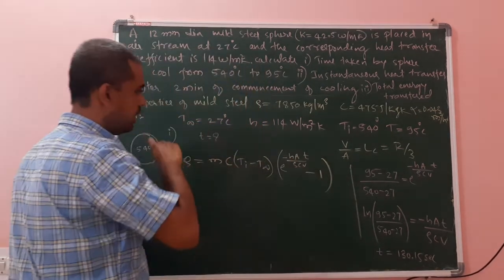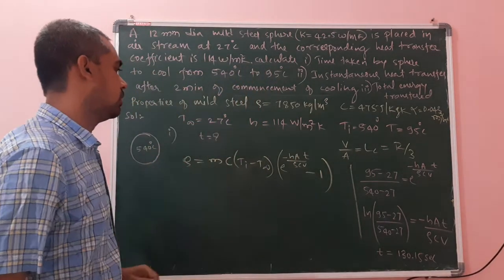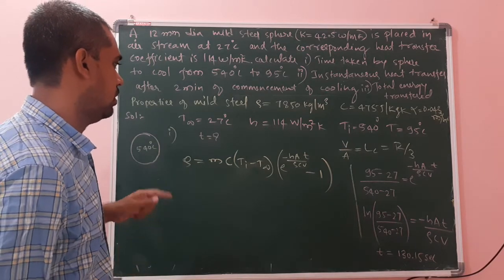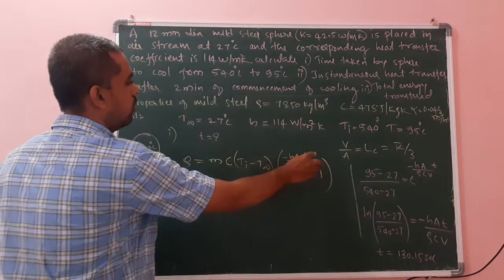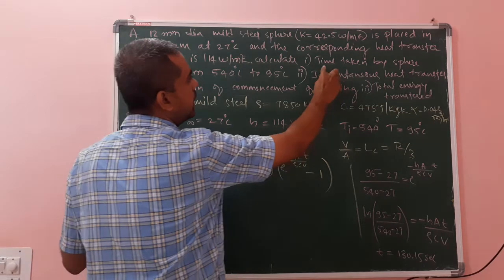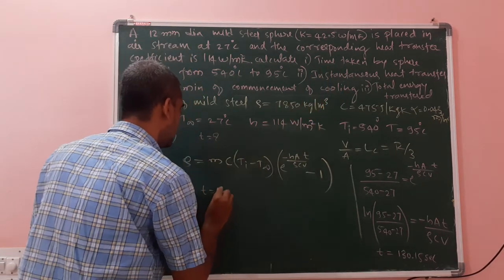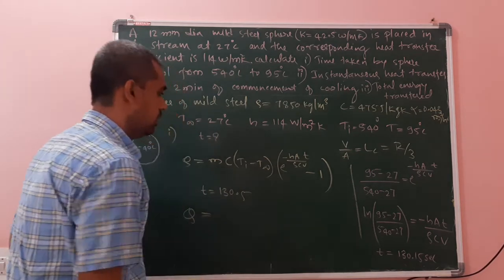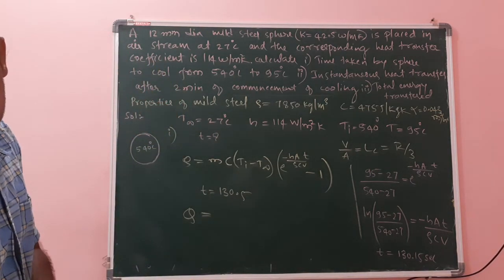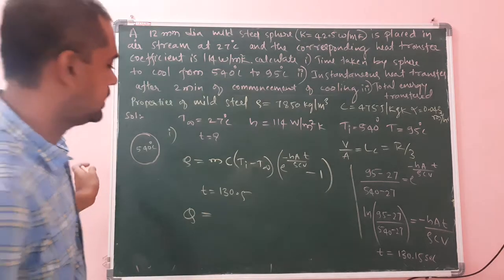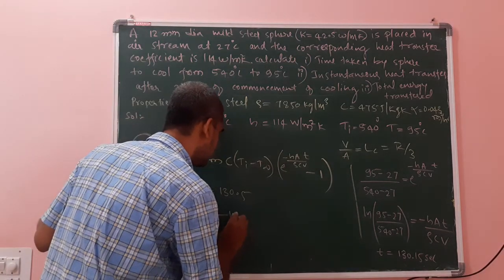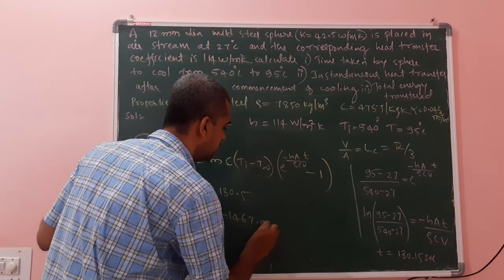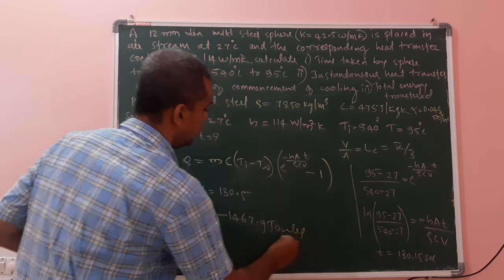Here all values, if you substitute, for total heat transfer you have to take small t equal to 130.5. You will get Q equal to minus 1467.9 joules.